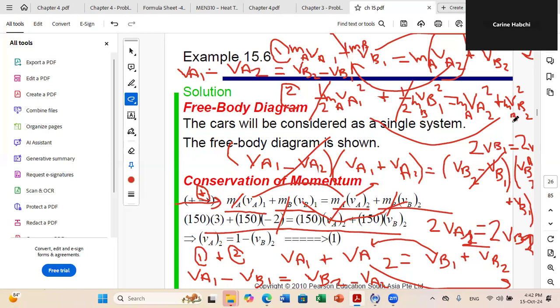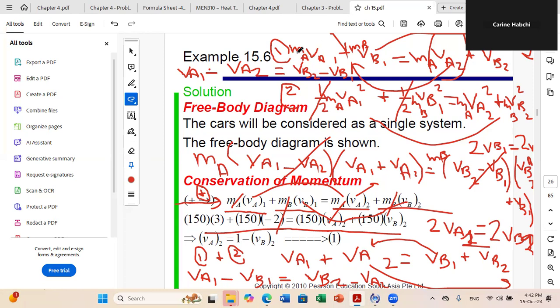Now you will do the same procedure as we did here. First you take MA in factor, so you will have MA times VA1 minus VA2 times VA1 plus VA2 equals, from the other side, MB times VB2 minus VB1 times VB2 plus VB1. Exactly the same procedure, but you don't cancel M.